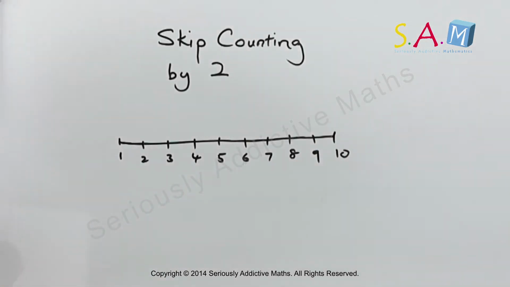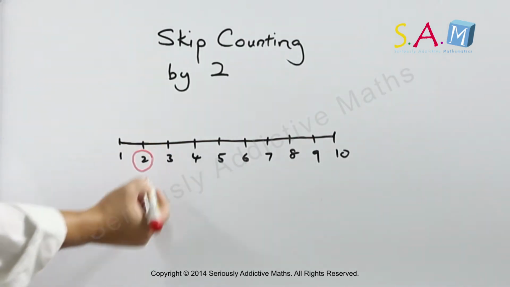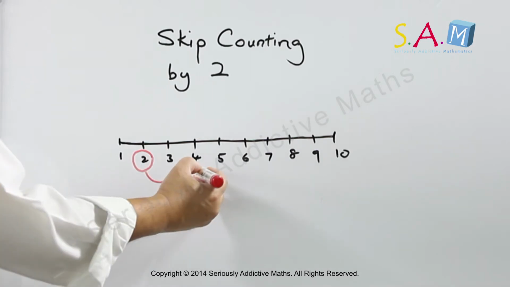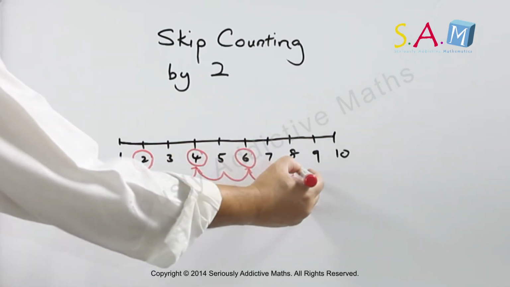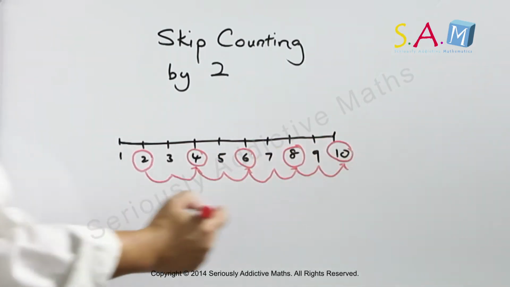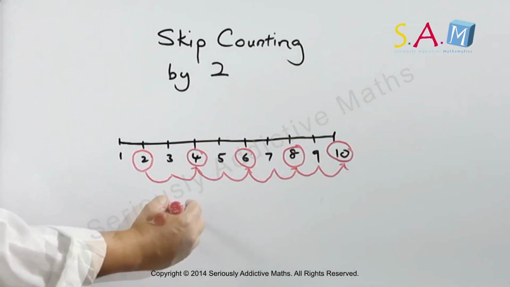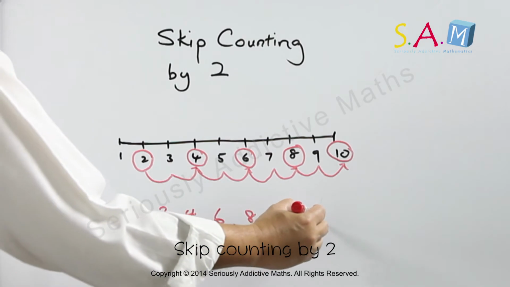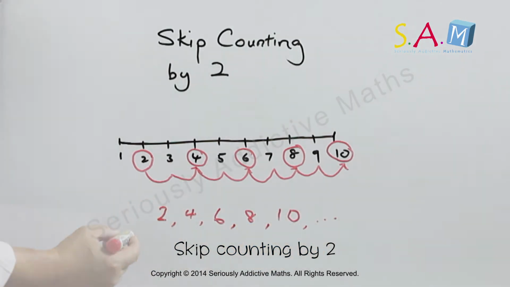How do we do skip counting by 2? We start from 2 and we skip 2. Right? 2, 4, 6, 8, 10. So skip counting by 2 is 2, 4, 6, 8, 10. And this can go on for as long as you want. That is skip counting by 2.